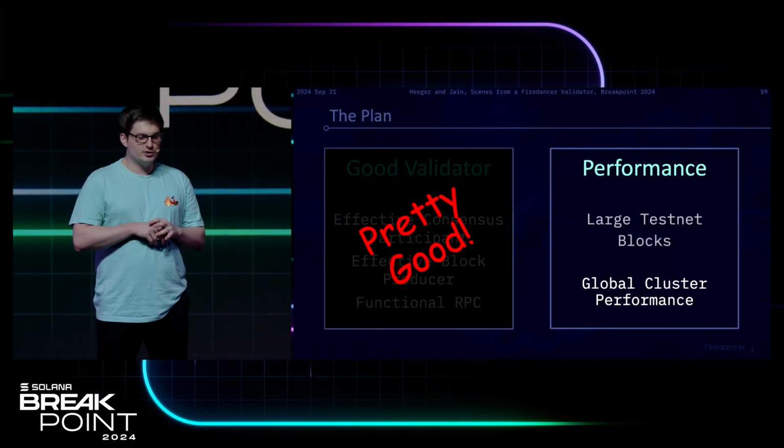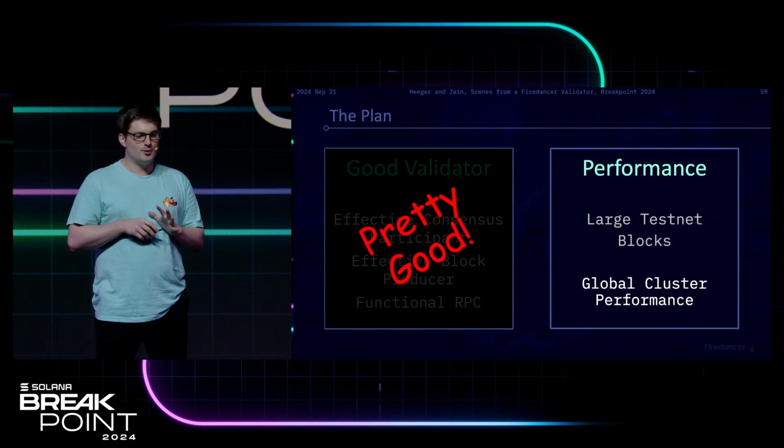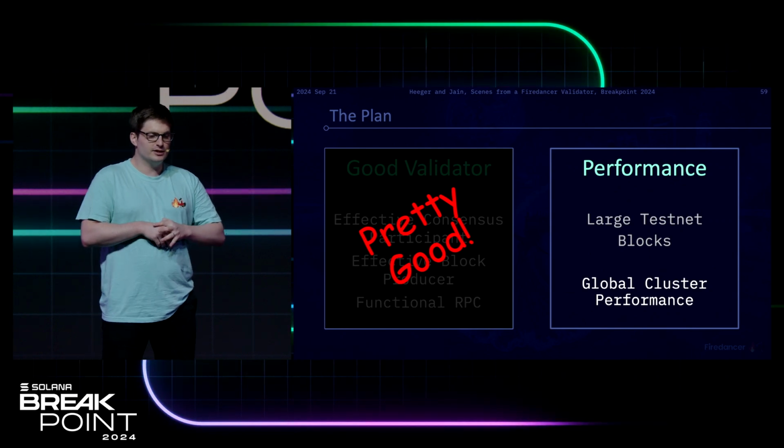OK, now onto the final performance demonstration. This last demo was conducted on a globally distributed test cluster composed solely of Firedancer nodes. Before I hand it off to Aryaman to do the demonstration, I want to spend a moment discussing the test cluster.